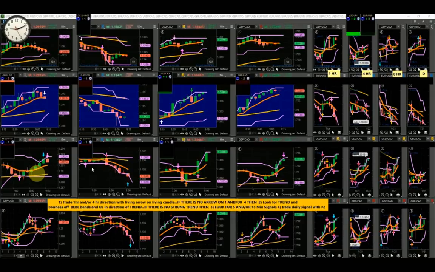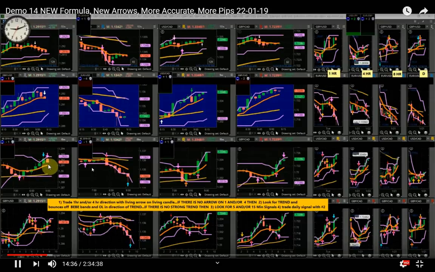That takes patience. You've got to wait and wait, even when it looks like price is going up. You've got to ignore it and wait for the perfect touch on these 30-minute orange lines. Sorry, 15-minute orange lines.